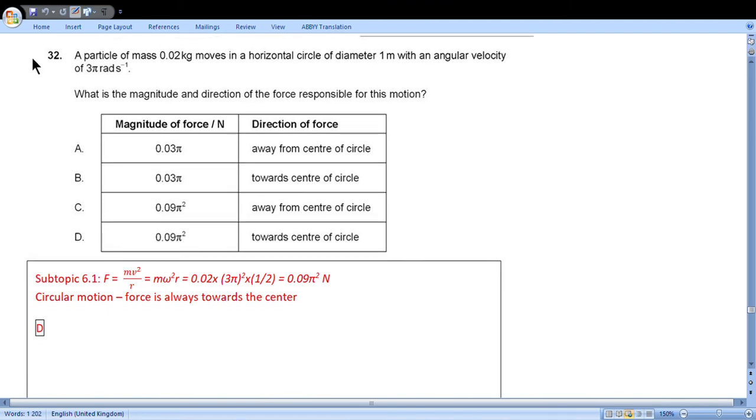Question 32. A particle of mass 0.02 kg moves in a horizontal circle with diameter 1 meter with an angular velocity of 3π radians per second. What is the magnitude and direction of the force responsible for this motion? Subtopic 6.1: force is m omega squared r. R is the radius, so not 1 meter, it is half a meter. And we get so many newtons. Circular motion force is always towards the center, so we choose answer D.